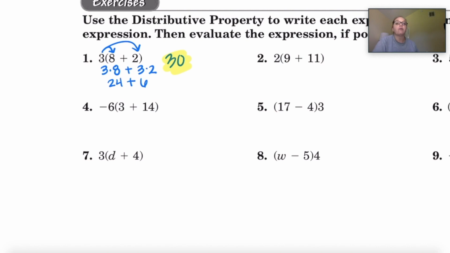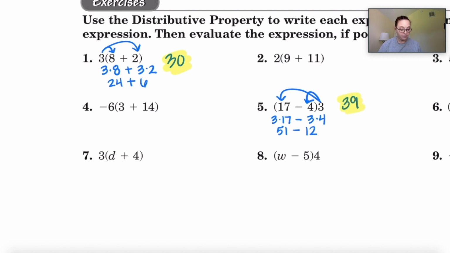Okay, skip to number 5 because that one looks a little funny. For number 5, we have the 3 outside of the parentheses, but it's on the right side. We're still distributing the 3. Okay, so we're going to do 3 times 17 minus 3 times 4. So first we do 3 times 17, which is going to give us 51. Minus, and 3 times 4 is going to give us 12. So now we're computing 51 minus 12, which would give us an answer of 39.